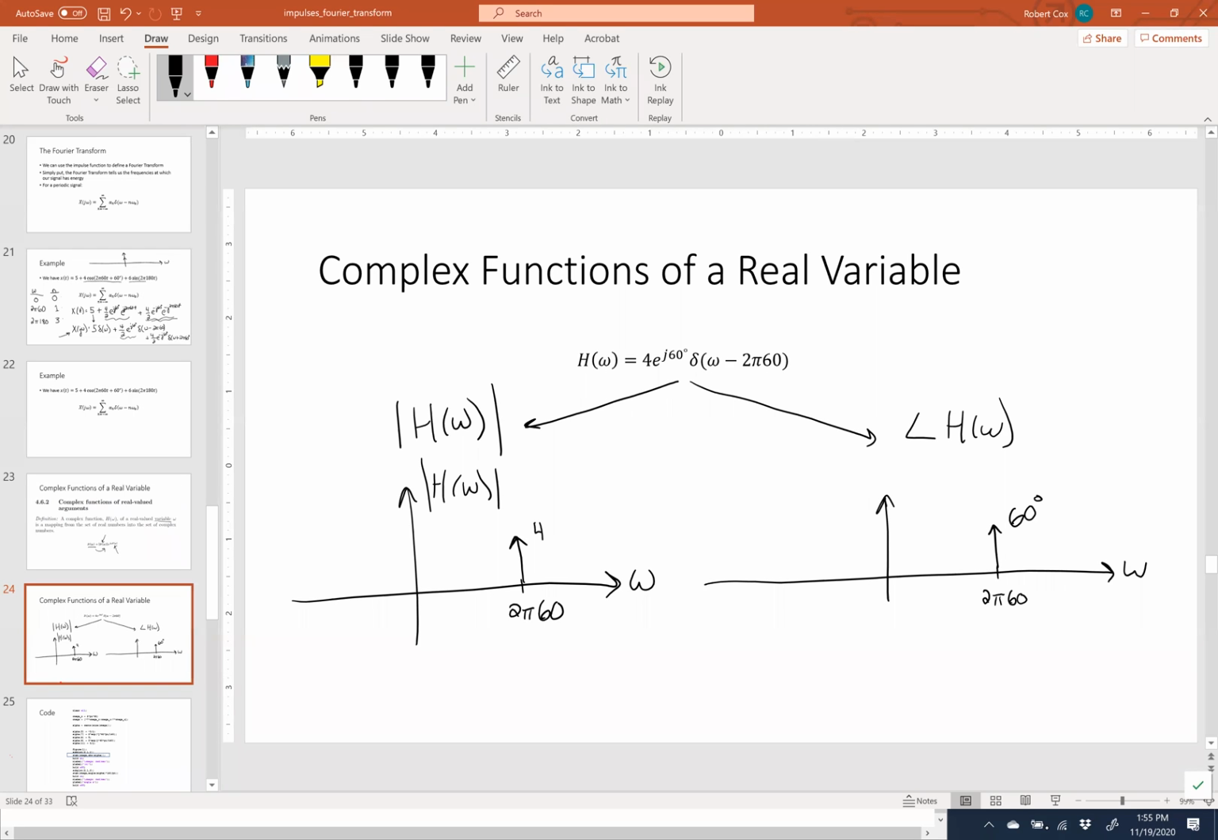So what it does is it expresses that I have a magnitude of 4 at this frequency and an angle of 60 degrees at this frequency. Now this is a weird function, but I could also have something like this. I could have h of omega equal to 1 over j omega plus 10. That's a possibility too.